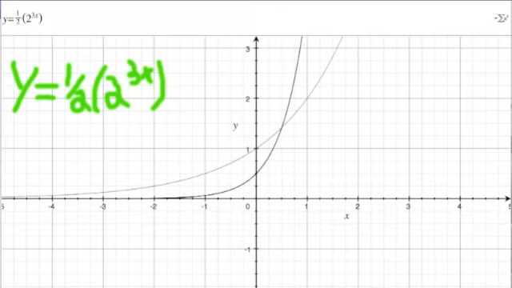This is our graph for our exponential function that has been vertically shrunk and stretched. You can see that the equation has both a vertical shrink and stretch in it, so it's a combination of both. And this is what the graph looks like when you vertically shrink and stretch it.